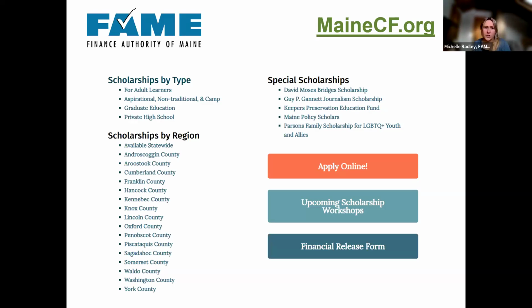So they have a number of different ways you can search on this website, ranging from specific scholarships for adult learners, so non-traditional students, as well as scholarships for those looking at graduate education, or even some of those more niche categories that are typically a little bit harder to find scholarships for. So maybe those students who go to private high school. You can also look by region, a number of different ways.